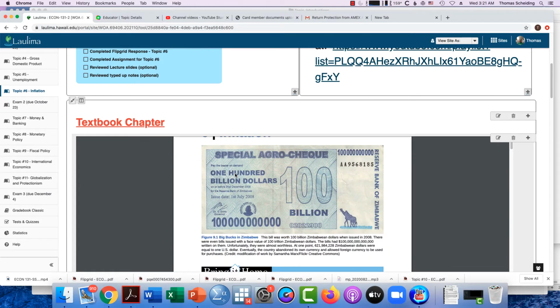So $100 billion. Actually, yeah, Zimbabwean dollars. So Zimbabwe being an example of a country that's had massive inflation.